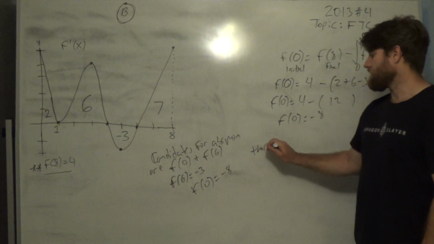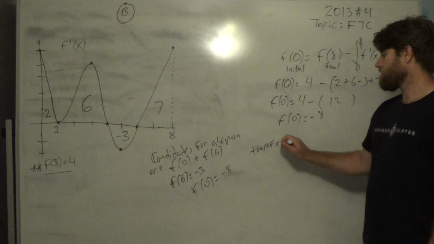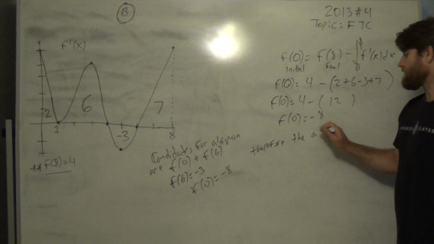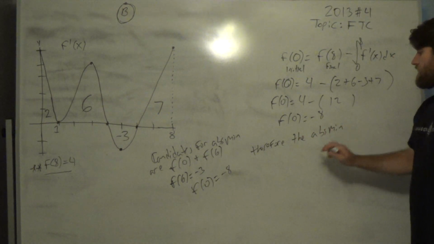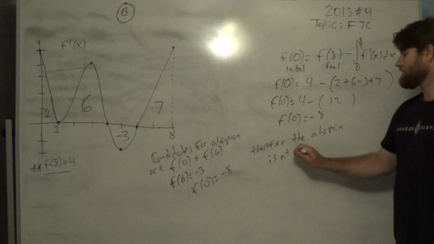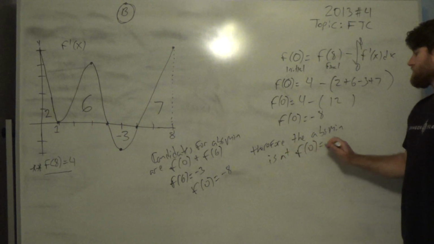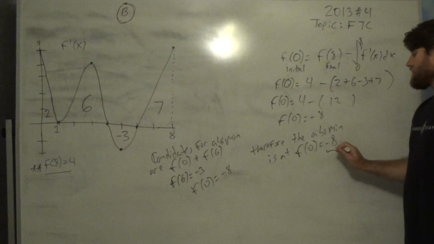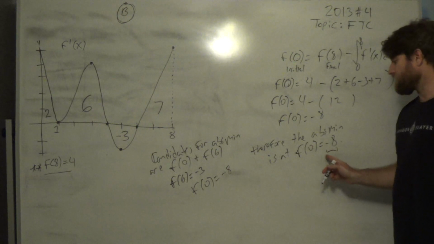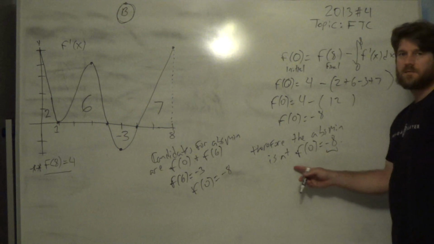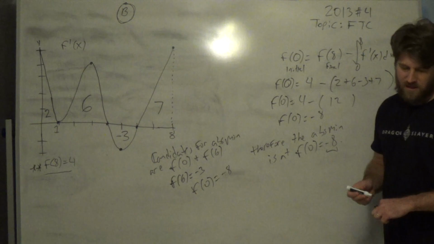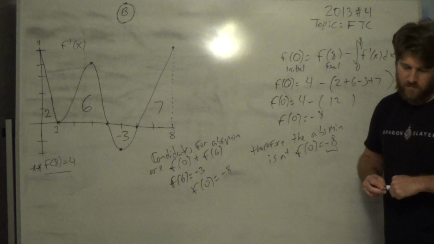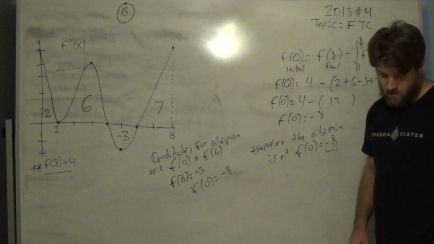So I would say, therefore, the absolute minimum is at f of 0 equals negative 8. Now in this problem, they actually wanted to know the negative 8. But if you're not sure, do they want the x or the y coordinate? You just give them both. But they wanted the minimum value, so they wanted y values only. All right, now that was the hardest part, and it was worth 3 points.